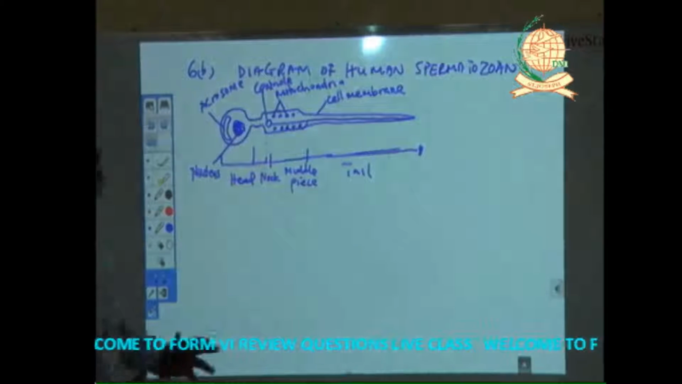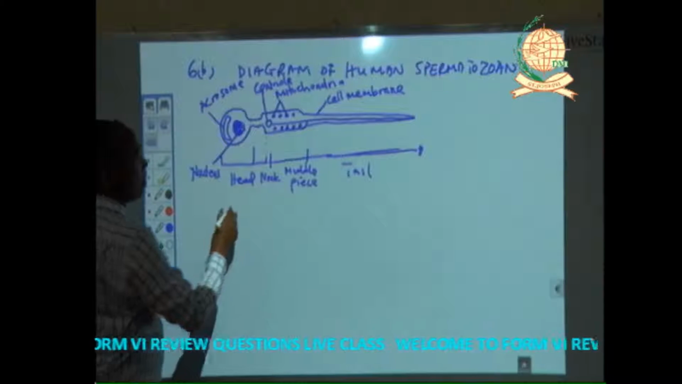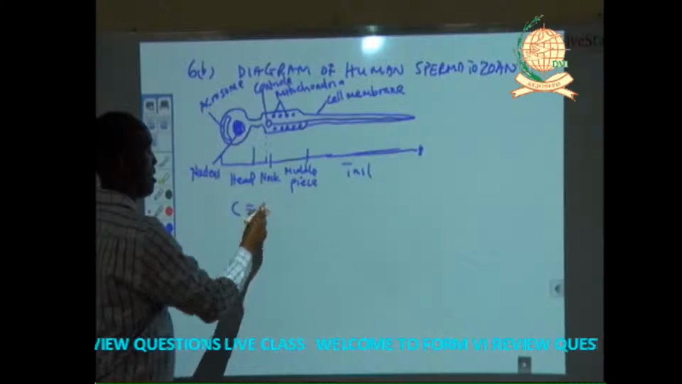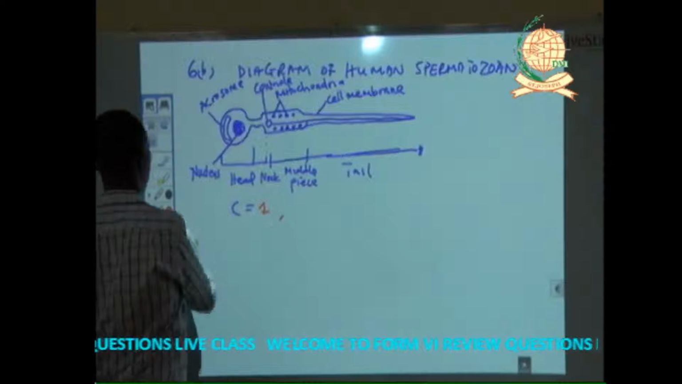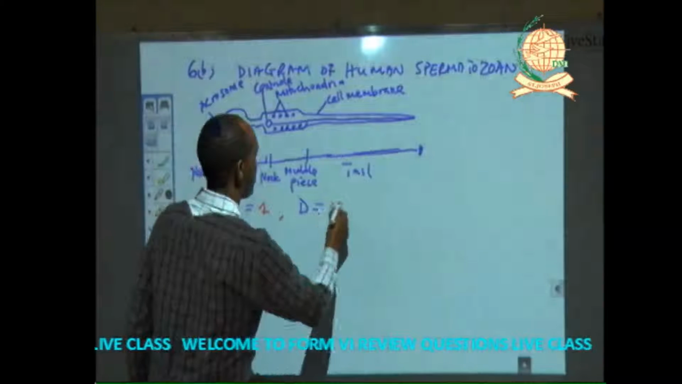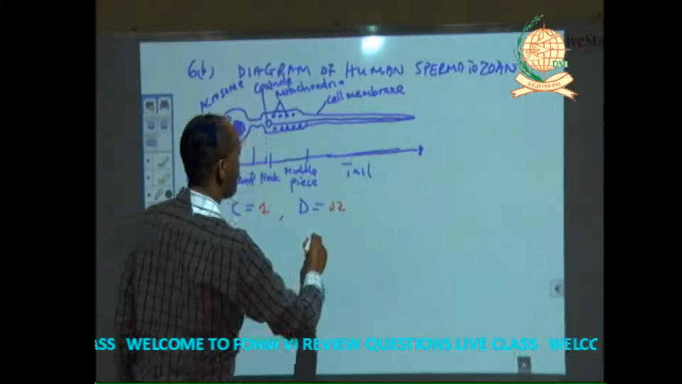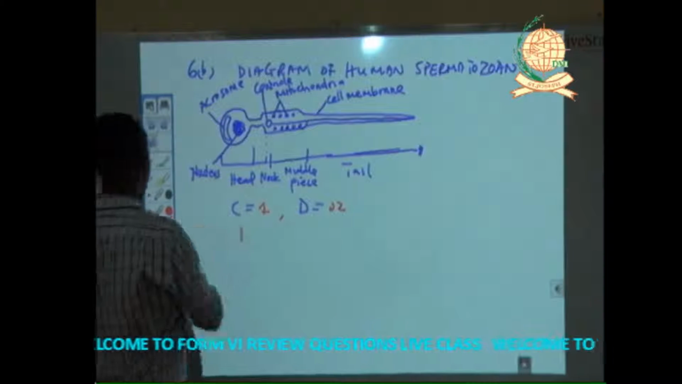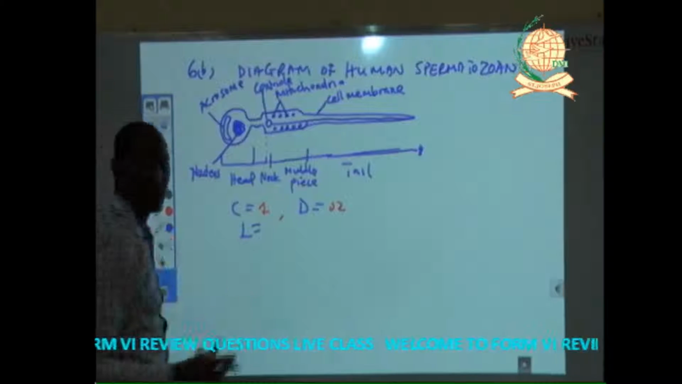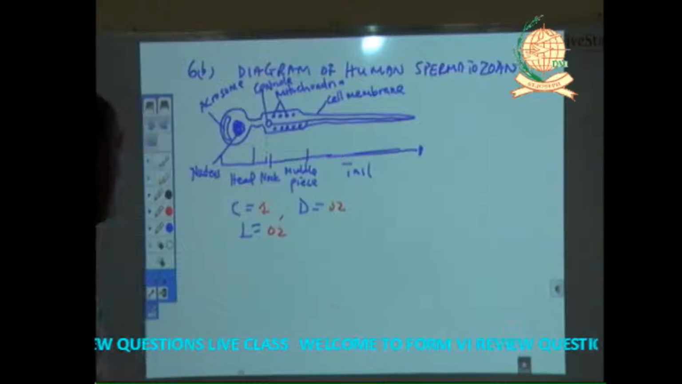So when you draw a good diagram which looks like that, the caption is one mark, a good diagram will carry 2 marks, and for the labeling, you're supposed to label 4, so it will be 2 marks. That is how you can do this one.